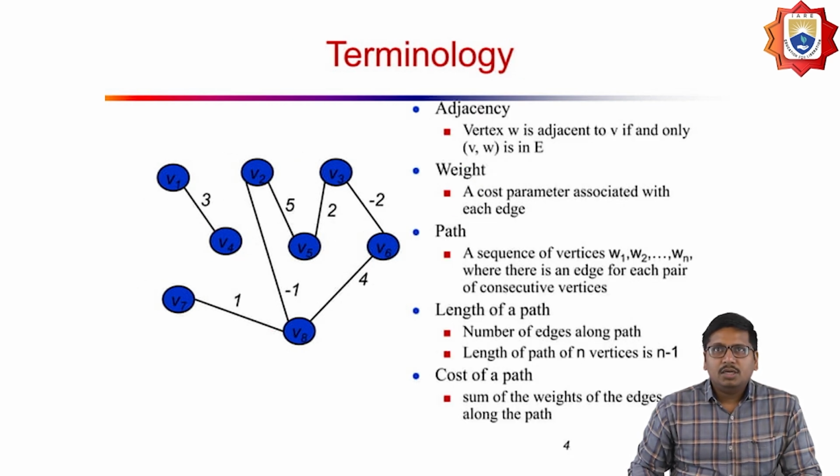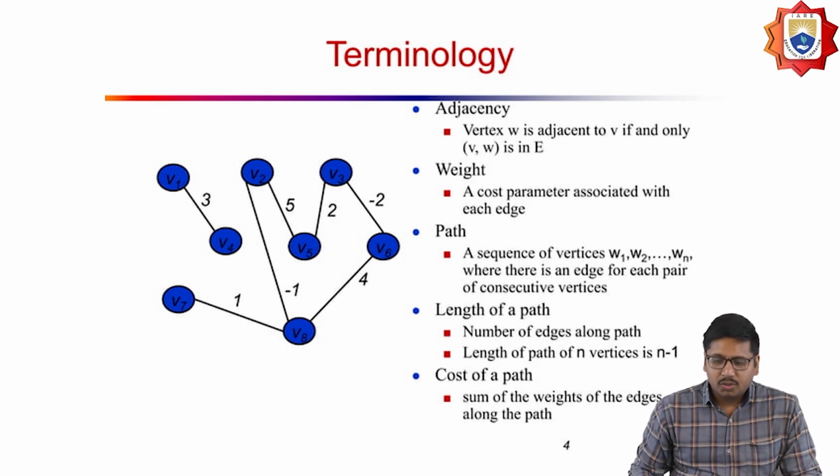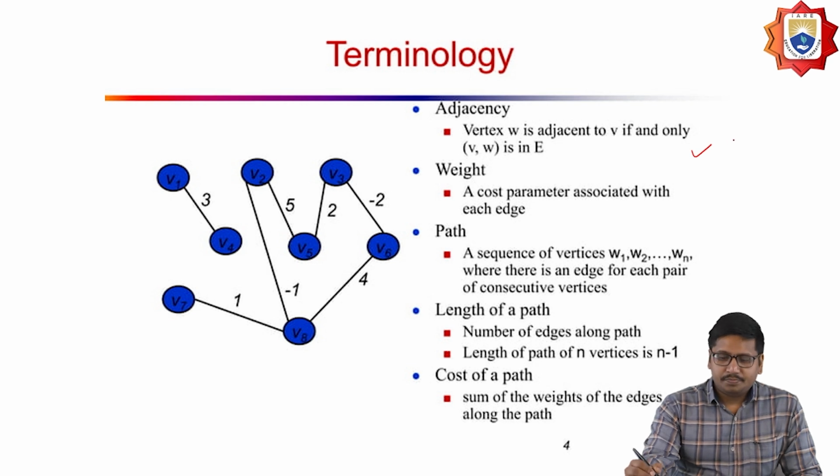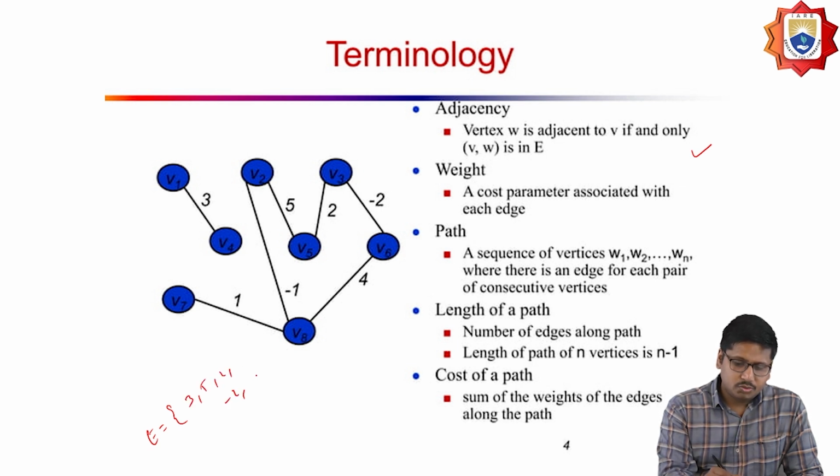Next, what are the basic terminology we follow in graphs? Adjacency. What is meant by adjacency here? The vertex W is adjacent to V if and only if it is in the edge set.